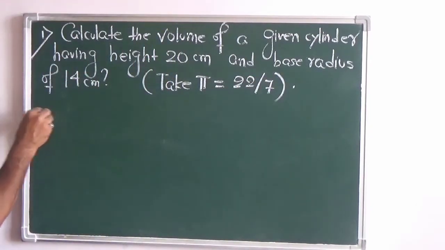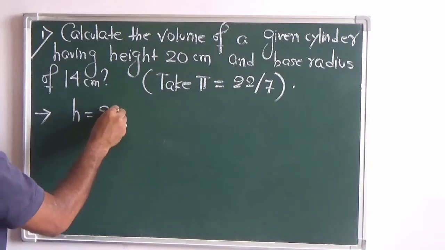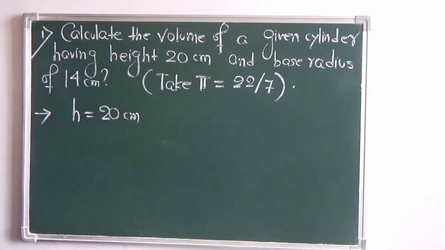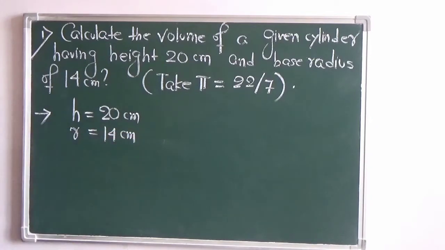So let us now solve this. We are given the height, that is equal to 20 centimeters. Note down first the information given in the question, which will help you find the required unknown quantity. Radius r is equal to 14 centimeter. Now you have to find the volume.